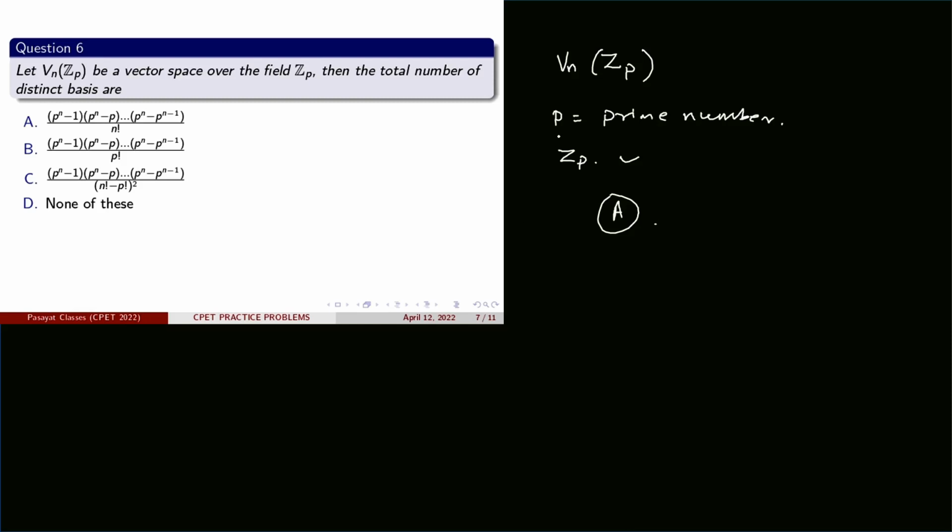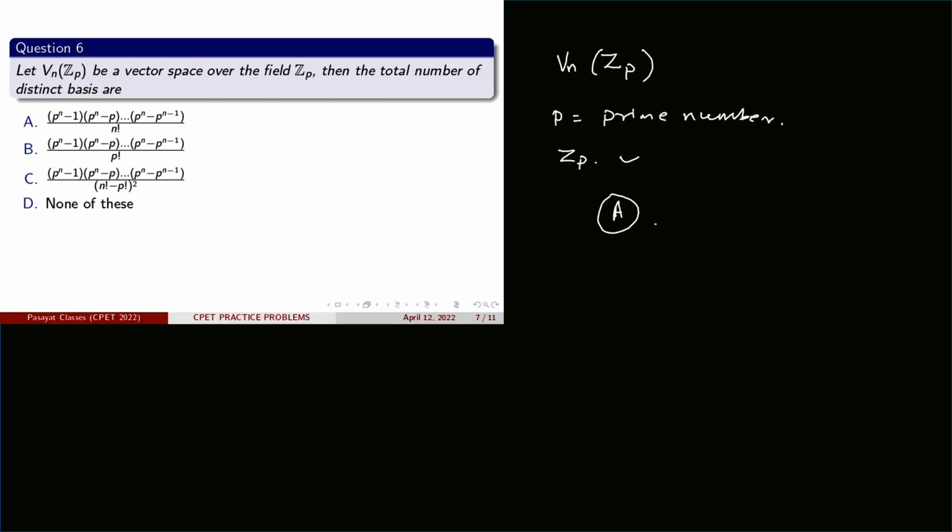The formula is: let Vn over Zp be a vector space over the field Zp, then the total number of distinct bases is (p^n - 1)(p^n - p)...(p^n - p^(n-1)) divided by n factorial. This one is the correct answer.